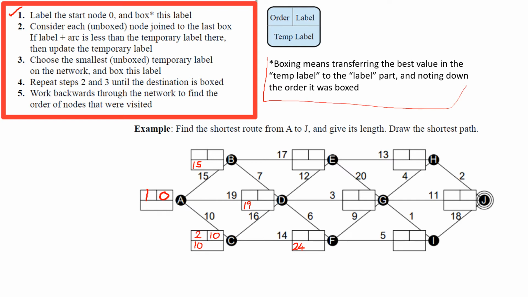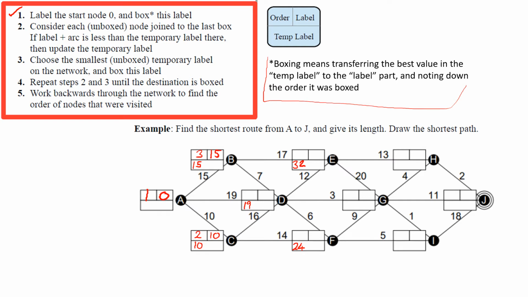So 3, smallest unboxed temporary label, that's B in this case, because D is 19 and F is 24. Label it 15, box it, order 3. Now we go back to step 2 and we consider the arcs from B. So for E, that would be 15 plus 17 is 32. For D, that would be 15 plus 7 is 22. That's not bigger than 19, so we won't change it.